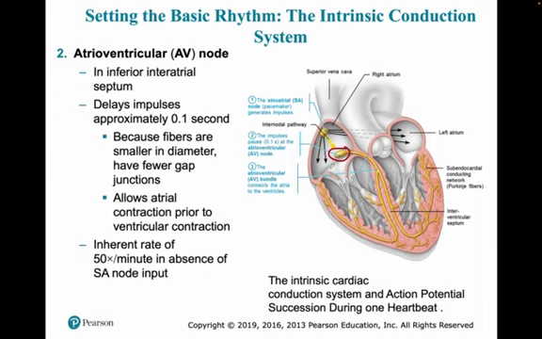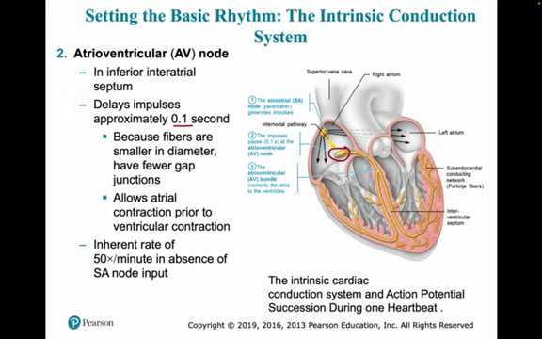And then here the impulse is slightly delayed, approximately 0.1 second, means it waits there for a little bit. The reason is that the fibers here are smaller in diameter and have fewer gap junctions, and that is okay. Why is it okay? Because this allows the atrium to be totally contracted, because the impulse has spread across the whole atrium, and the atrium has totally contracted before the impulse goes into the ventricle. So it basically allows the impulse to spread around the entire atrium.